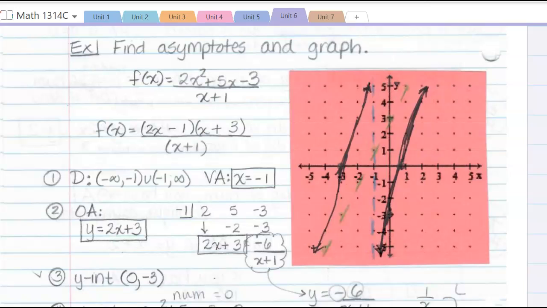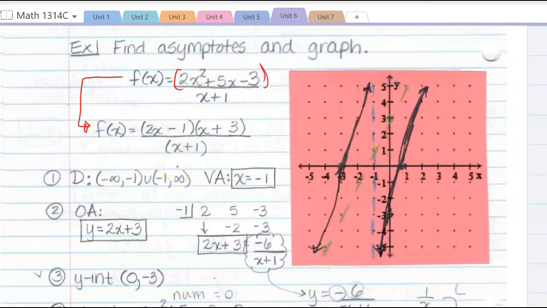For example number 1, our job is to find the asymptotes as well as to graph, and we have f of x is equal to 2x squared plus 5x minus 3 divided by x plus 1. So the first thing I'm going to do is factor f of x. We're going to factor the numerator so that we can see that its factored form is 2x minus 1, x plus 3. The denominator still stays as x plus 1.